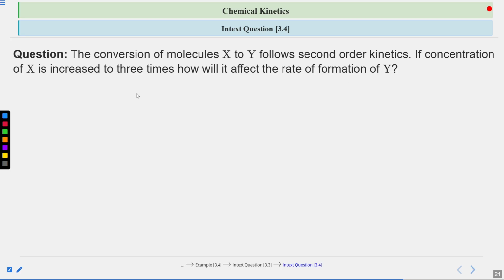So when you convert the molecule X to Y, it will follow second order kinetics. So we have already been told that the reaction is going to be second order. Now if the concentration of X is increased to 3 times, how is it going to affect the rate of formation of Y? Okay, so that was the question. You have some time, try to solve this, and then we will see how you can answer it and what the correct answer for this question will be.